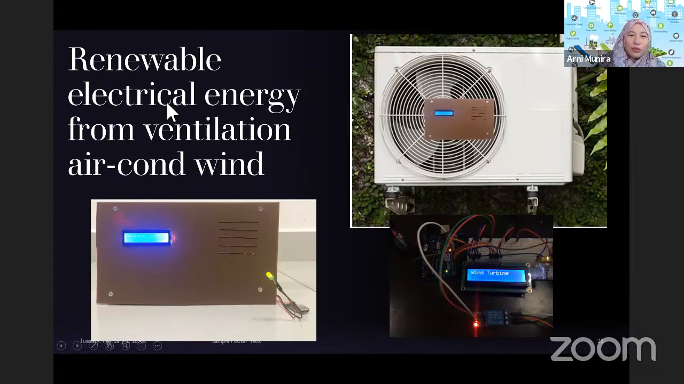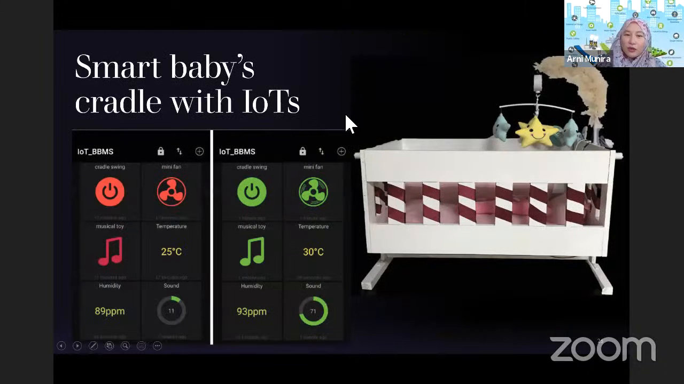So this is renewable electrical energy. Okay, so they are using Arduino, and this is a smart baby cradle with IoT. Okay, this is another project for my student. So this one they are using IoT. So as you can see, if the cradle hears the baby crying by using a voice sensor, the cradle will move, swing slowly.